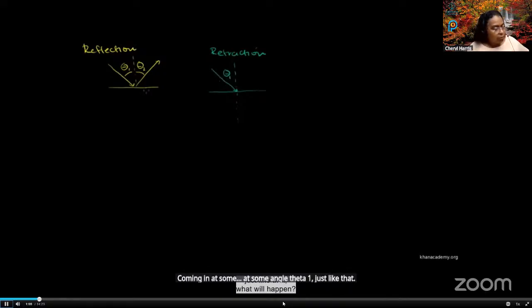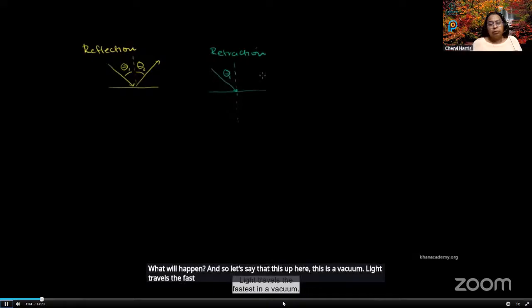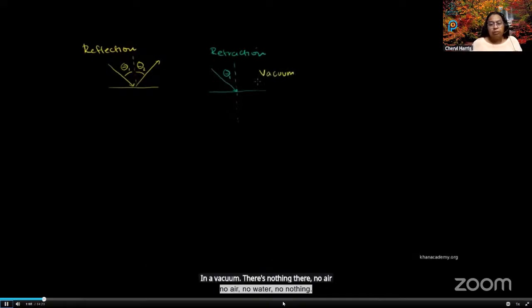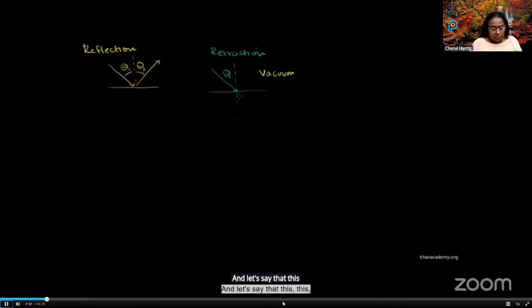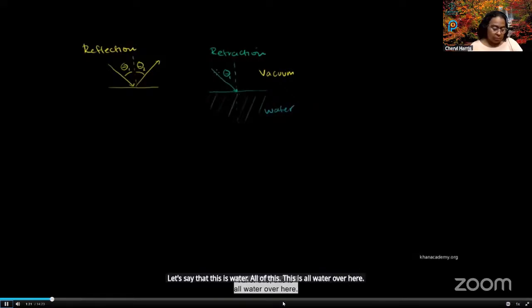What will happen? Let's say that up here is a vacuum. Light travels the fastest in a vacuum. In a vacuum, there's nothing there, no air, no water, no nothing. That's where the light travels the fastest. And let's say that this medium down here, I don't know, let's say it's water. All of this is water over here, and this was all a vacuum right up here.